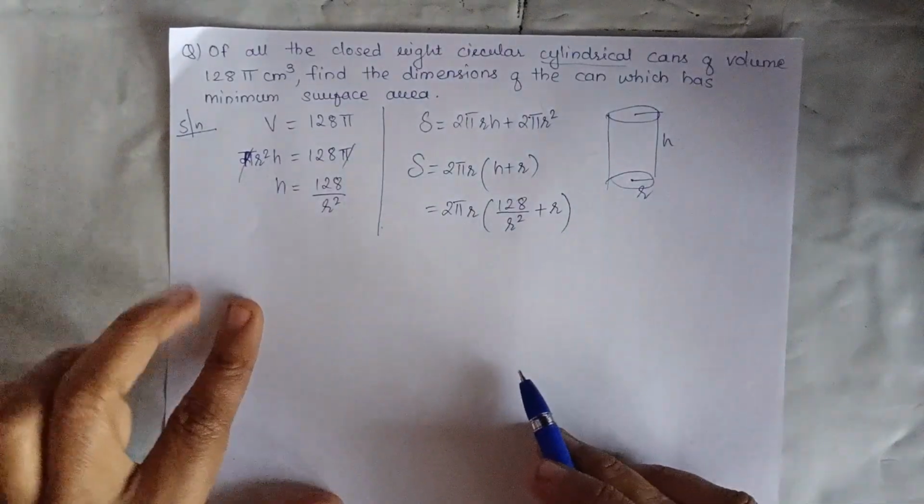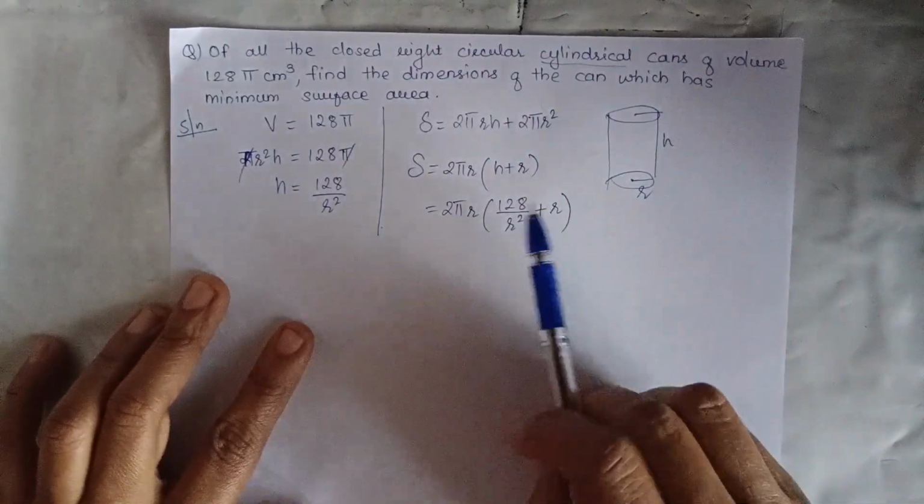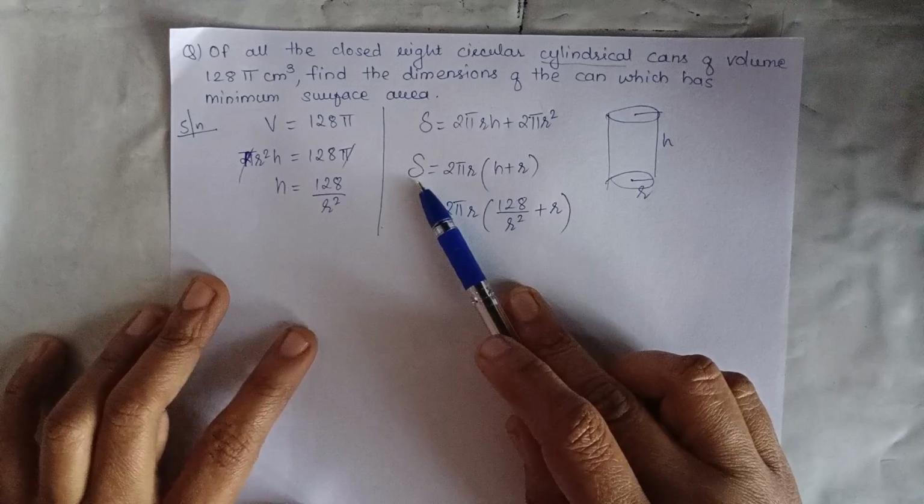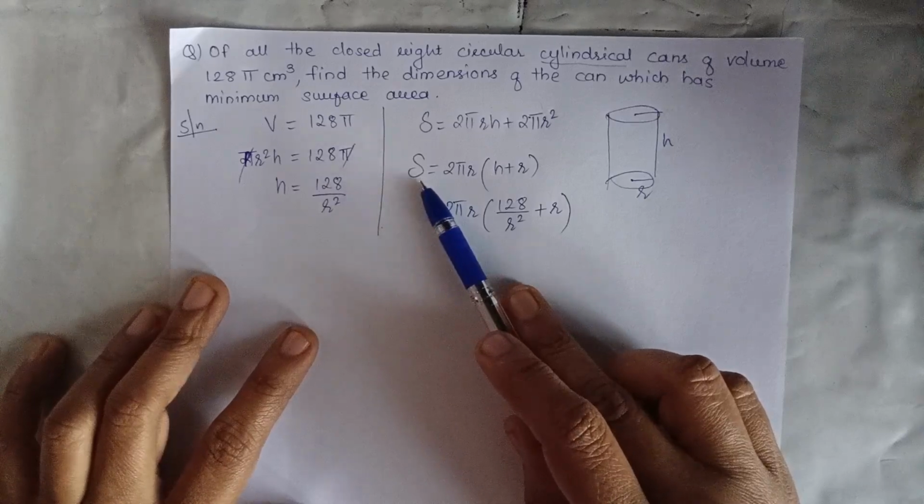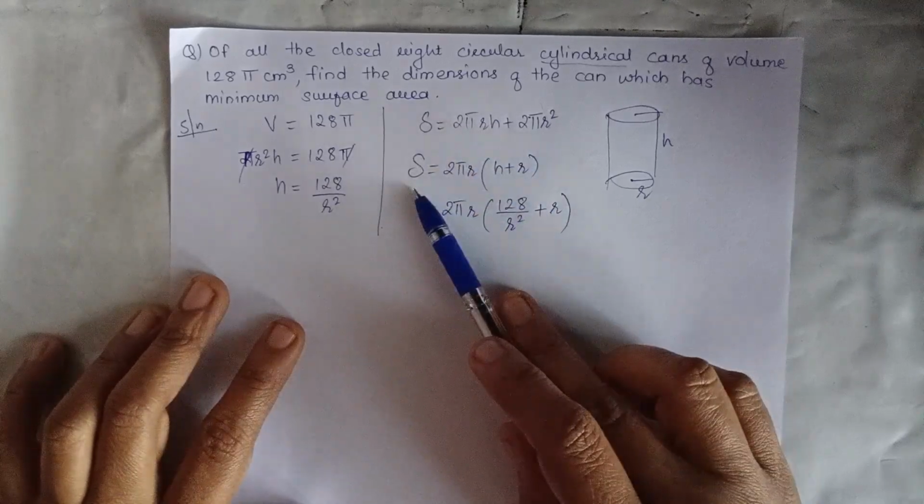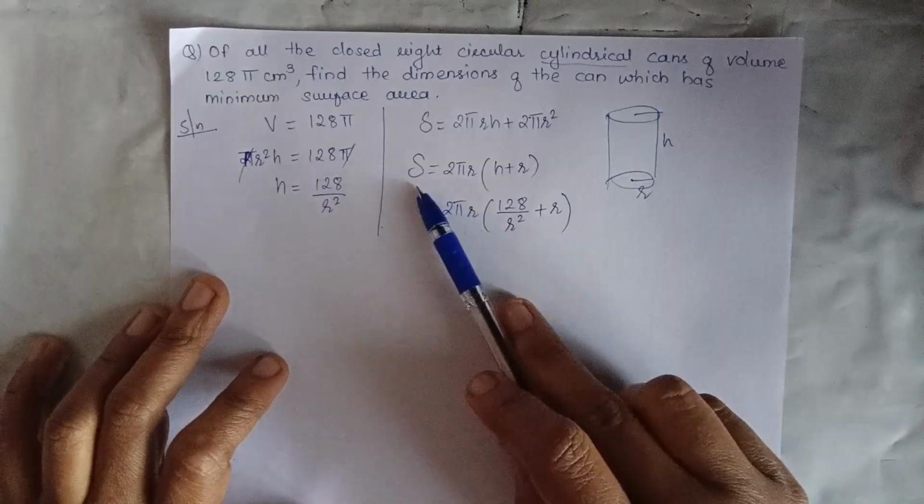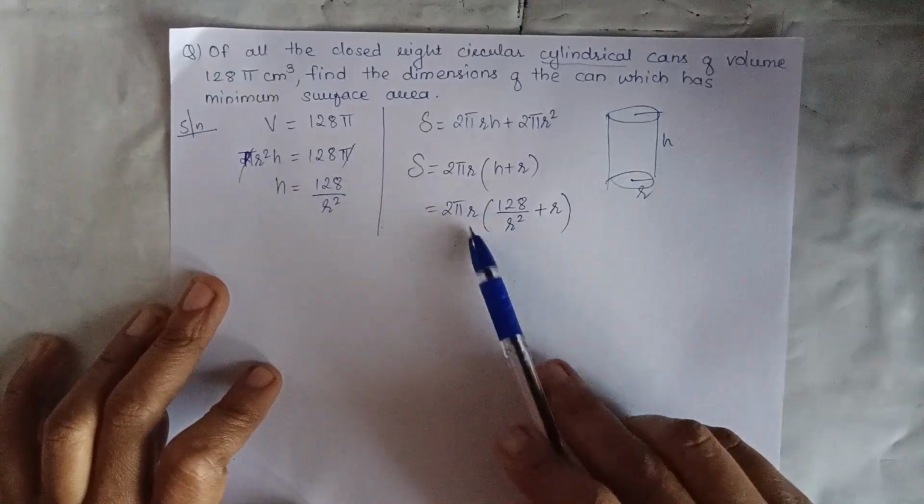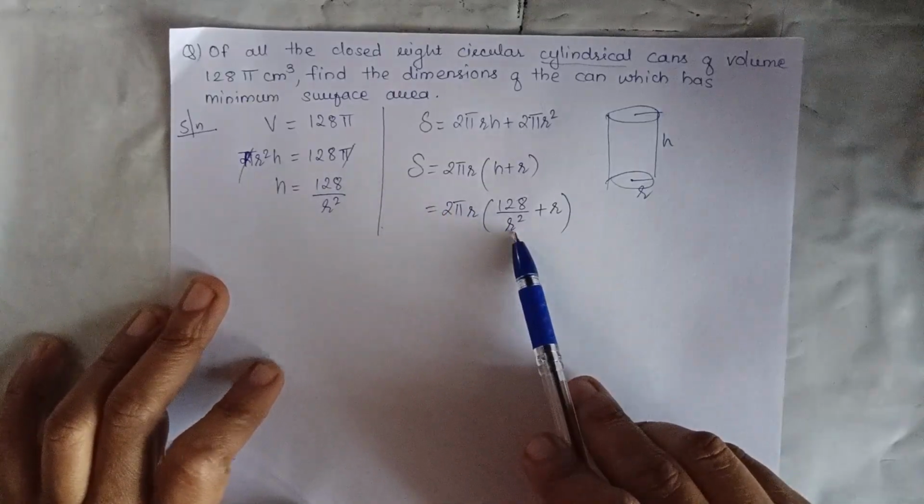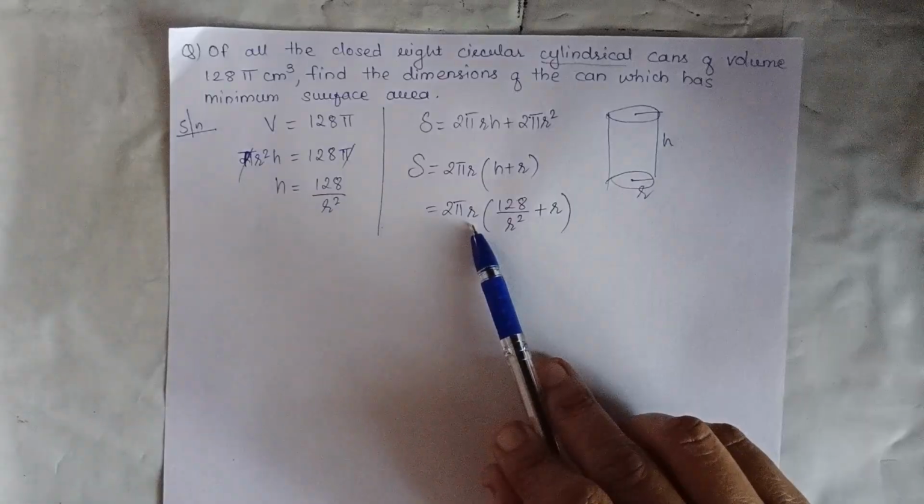Okay, so now we have to make this surface area minimum. You have to find the minimum value. So first you differentiate. Now here r is changing, so we have to differentiate with respect to r.